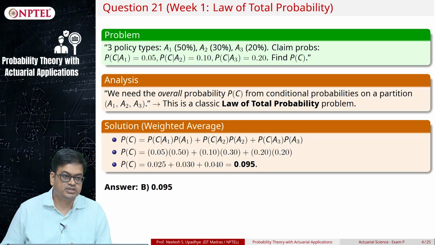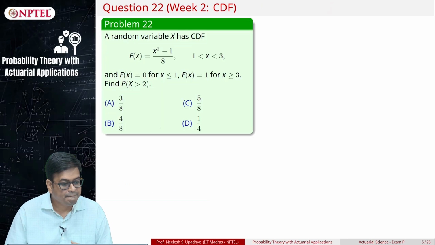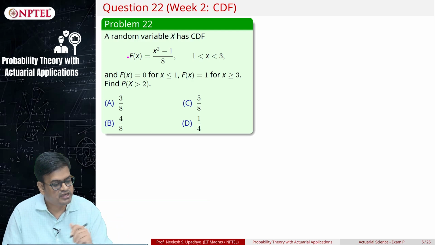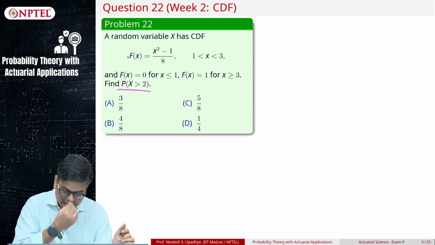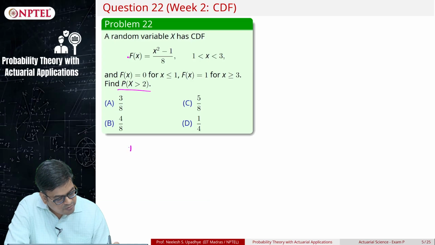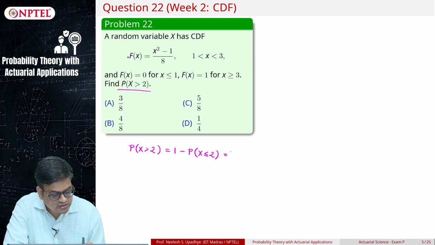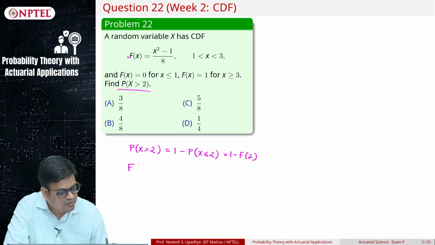Let us move on to question 22. This is related to the CDF. You have been given a CDF of a random variable and you are asked to compute one probability. Very simple. Now, probability of X greater than 2. Can I relate this with the CDF? The answer is yes. This is actually equal to 1 minus probability of capital X less than or equal to 2. What is this? This is 1 minus F(2). Can I compute F(2)? Of course, yes.